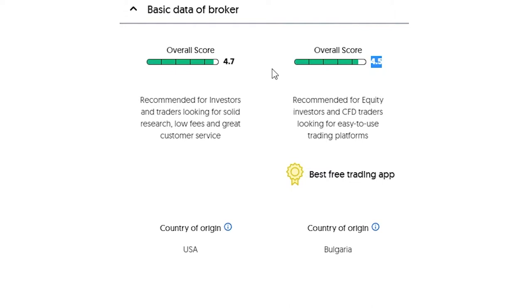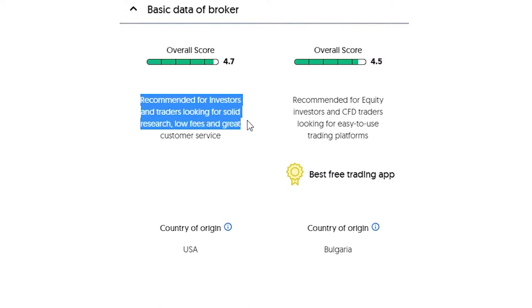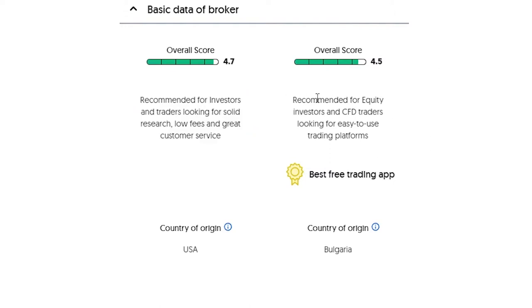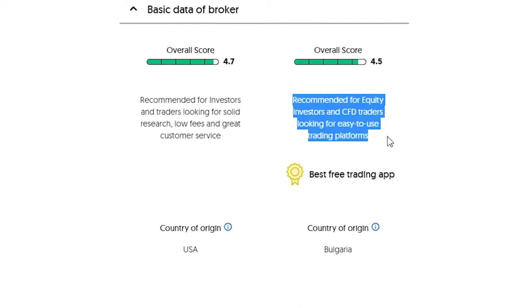Now, on the left-hand side, we have Charles Schwab that says, recommended for investors and traders looking for solid research, low fees, and great customer service. Whereas Trading 212 is recommended for equity investors and CFD traders looking for an easy-to-use trading platform.